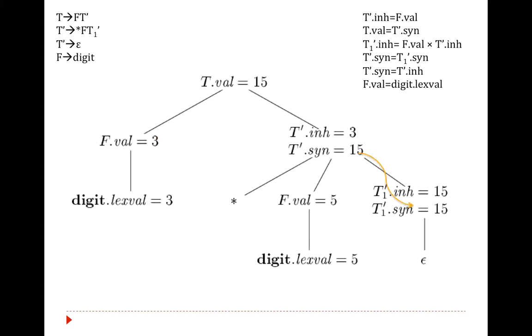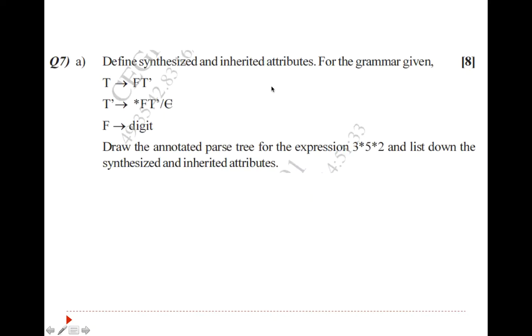Then this T1 dash inherited is computed using the sibling and the parent. So it becomes 5 multiplied by 3, which is 15. So this 15 gets copied here, and this 15 gets transferred here, and then finally this 15 gets transferred here. So this is one example which was asked in the university examination.